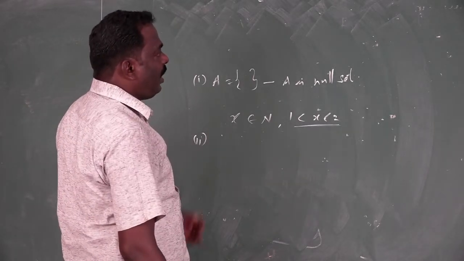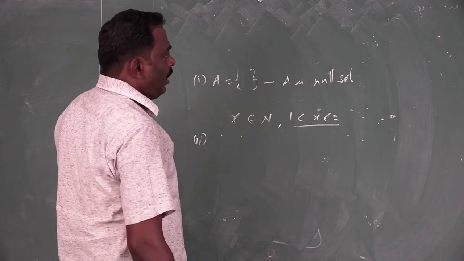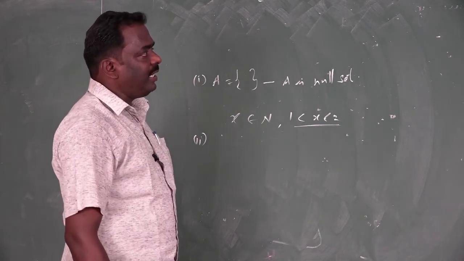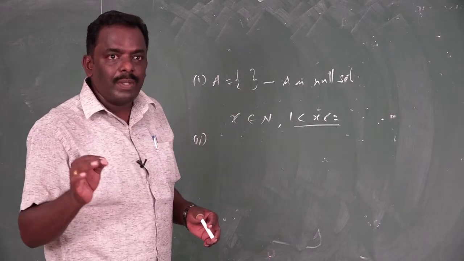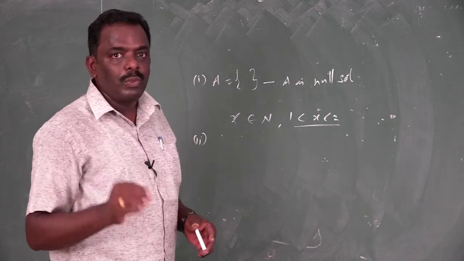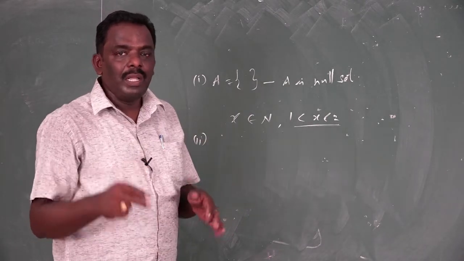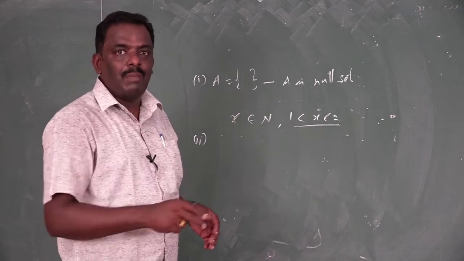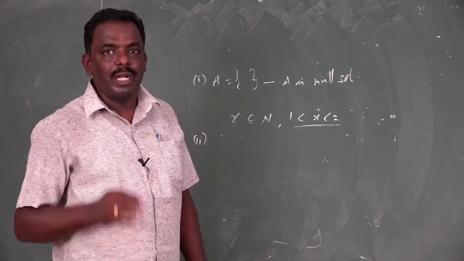Capital B, the set of all even natural numbers which are not divisible by 2. All the even natural numbers are compulsorily divisible by 2. No numbers are not divisible by 2. Some of the natural numbers are odd numbers, which are not divisible by 2, but all even numbers are divisible by 2 only.